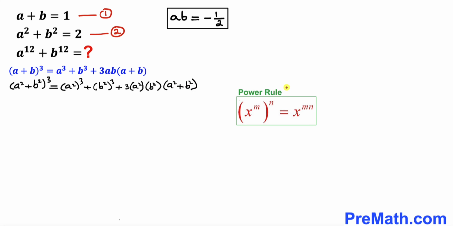And now let's recall the power rule of exponents. Whenever we have x power m and then power n, two nested exponents, this could be written as x power m times n. So a power 2 and power 3 could be written as a power 6, likewise b power 2 and then power 3 could be written as b power 6. And now let's tweak this a square times b square. This could be written as (a times b) whole square. It doesn't make any difference whatsoever.